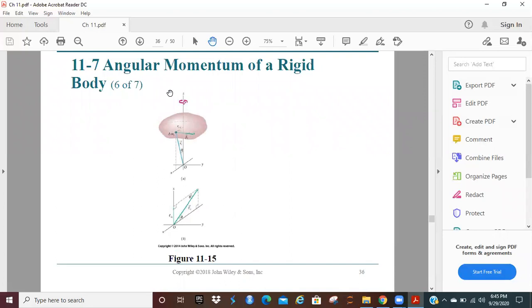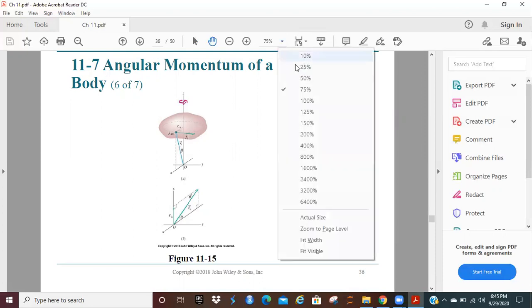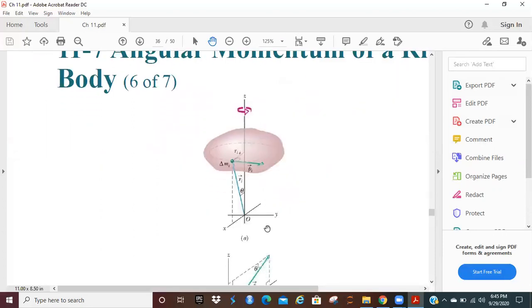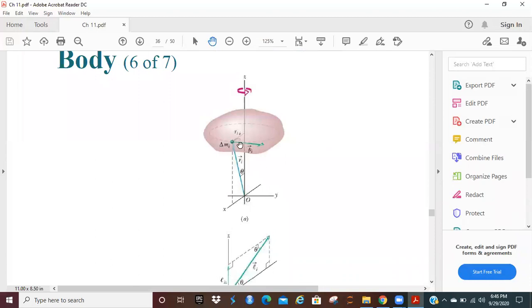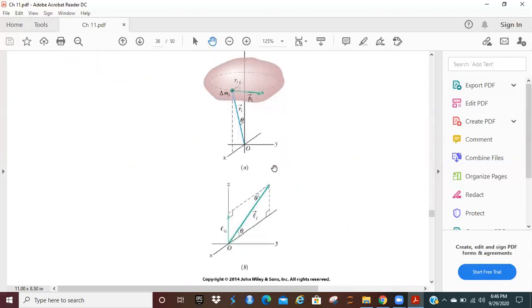So here we're looking at angular momentum of a rigid body. Focusing in here, we've got change in mass, then we've got the r stretching up to that particular point around, that's from the axis. And then you have the r component that's perpendicular to that point, and then you have the momentum of that particular point. And then you can see the corresponding angular momentum of that particular point.